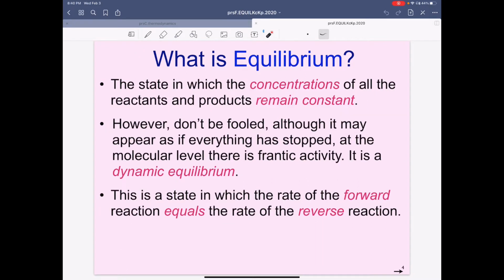It looks like the reaction will have stopped because the concentration of the reactants and products remain constant. However, don't be fooled. Although it may appear as if everything has stopped, there's actually quite a bit of activity, and sometimes we call this dynamic equilibrium. What's going on is the rate of the forward reaction will equal the rate of the reverse reaction.